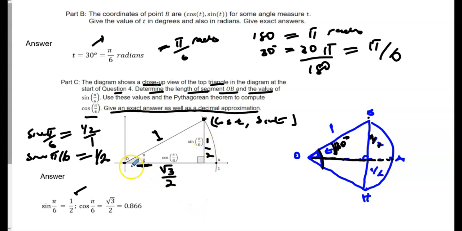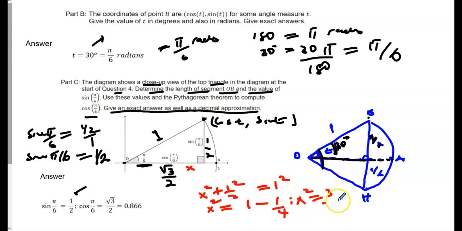Now, let's call this the x part, right? So x squared plus 1/2 squared should be equal to 1 squared. This 1/2 squared is equal to 1/4. That gives us x squared to be equal to 3/4. And x is equal to the square root of 3/4, which is equal to square root of 3 over square root of 4, which is 2. And that is what I have here.